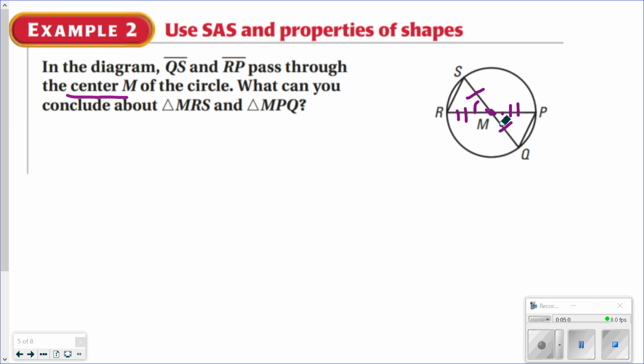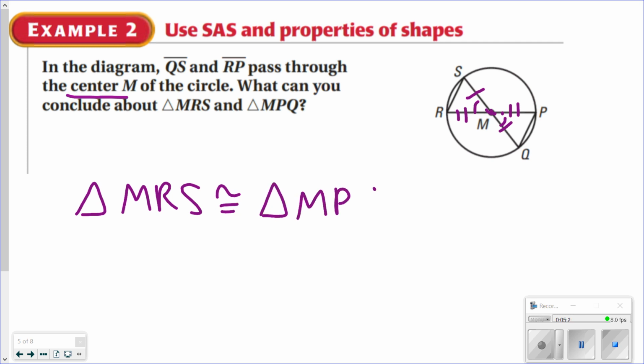They're vertical angles. So now looking at my diagram, I see I have a side, an angle, and a side for both of those triangles that are congruent. So therefore, triangle MRS is congruent to triangle MPQ because of the side angle side theorem.